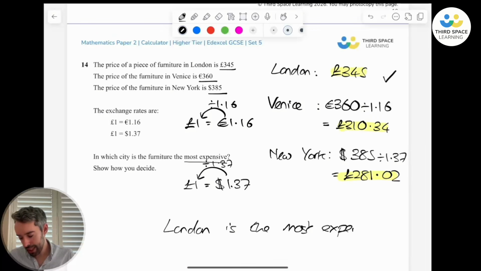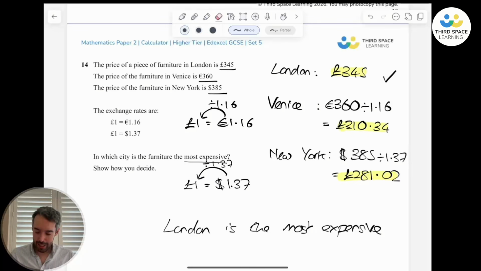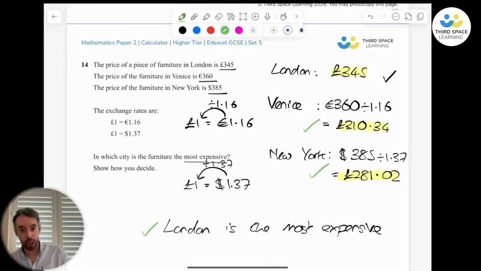Make sure you write down this final statement. Show the examiner you know exactly what you're doing. Let's mark this now. So 1 mark, we're going to get a method mark for a correct conversion from euros to pounds, and then 1 mark from dollars to pounds, and then a final conclusion. Without that final conclusion, we're going to lose an all-important mark.